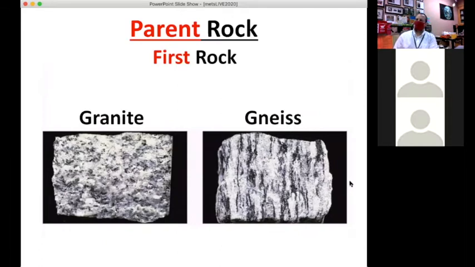It's like a family. We have the rock that we start with, that's the parent, like mom or dad. And then we have the metamorphic rock. We call that the daughter. Parent, daughter. So the parent rock is the first rock. It's either going to be igneous or sedimentary. Granite is igneous. It gets squeezed and makes the daughter gneiss.